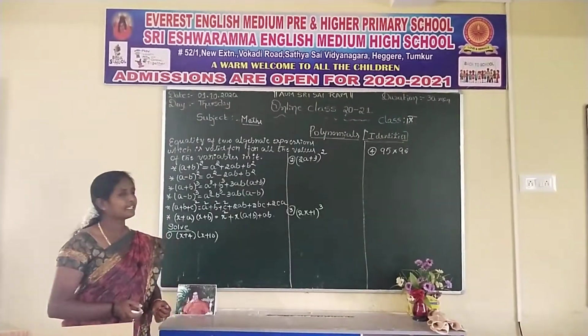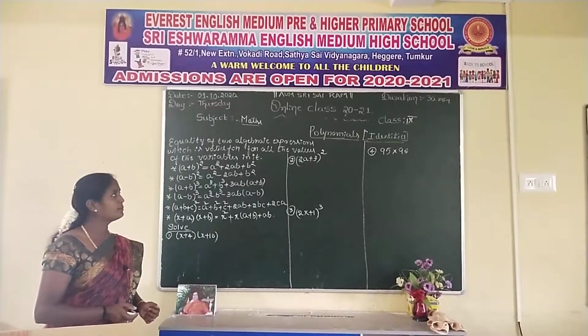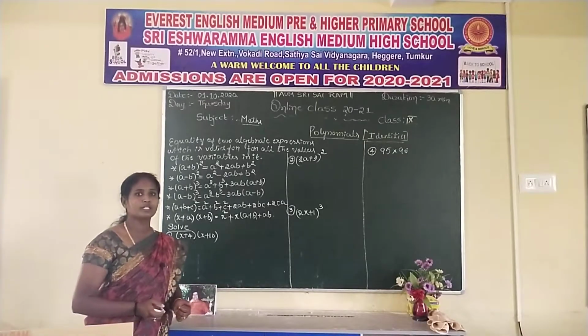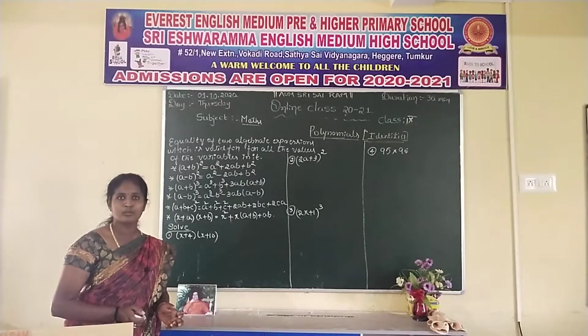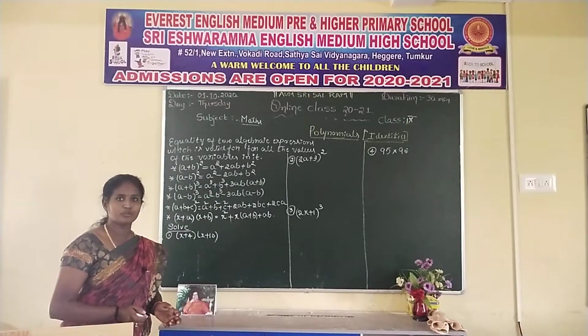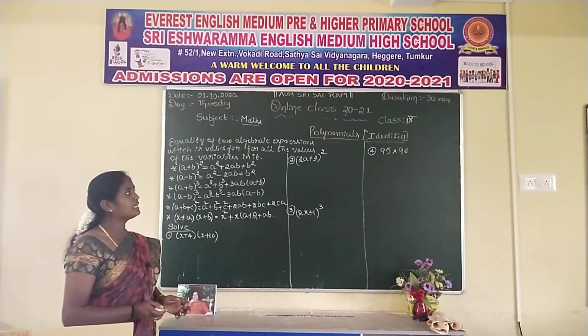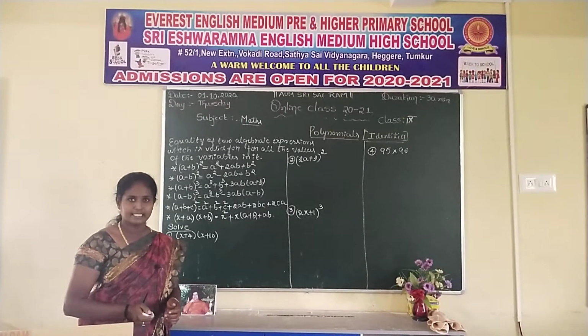In the last class we discussed the zero polynomial, how to find the coefficient of a polynomial, how to find the degree of a polynomial, and how to find the zero values, p of 1 or p of 2, and how to find an unknown variable. From the polynomial lesson, today we are going to study identities.